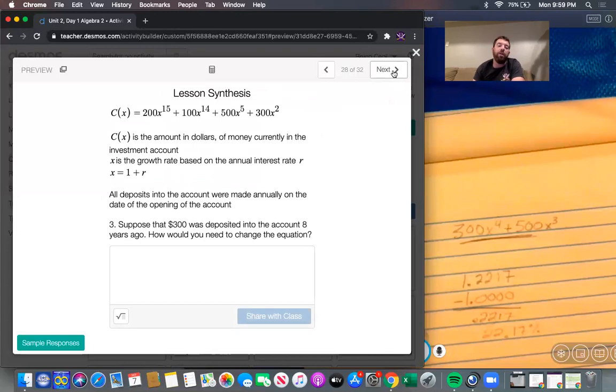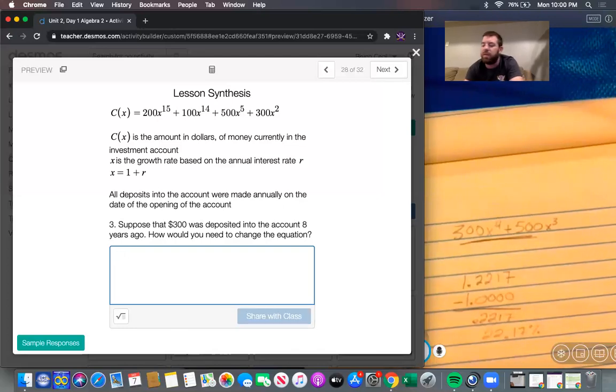Suppose that 300 was deposited in the account 8 years ago. How would you need to change the equation? Well, we write polynomials in descending order, meaning we start at the x to the 15th and work down, okay? And so what that now would look like is 200 x to the 15th, all right?